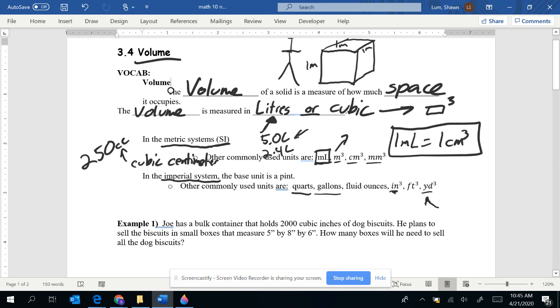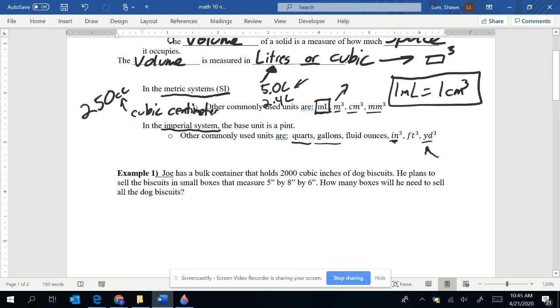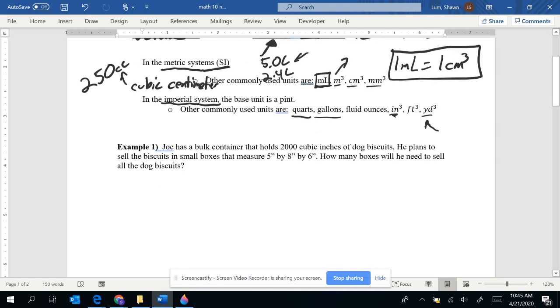Okay, so now that we understand what volume is and how it's measured, we're going to do some problems. The first question says Joe has a bulk container that holds 2,000 cubic inches of dog biscuits. He plans to sell the dog biscuits in small boxes that measure 5 by 8 by 6 inches. Remember, the double quotation marks mean inches: 5 inches by 8 inches by 6 inches. So Joe has a bulk container that holds 2,000 cubic inches of dog biscuits, and he plans to sell these dog biscuits.